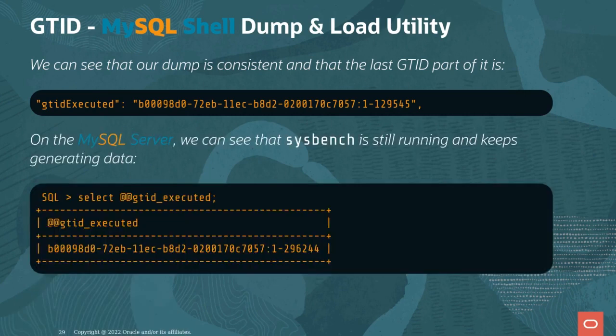And on the MySQL server, we can see that sysbench, of course, is still running in the background and keeps generating data, because the GTID executed is higher than what we had here. You can see here, it's higher than this one.